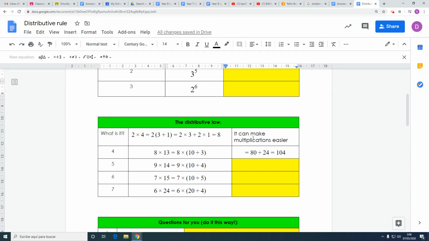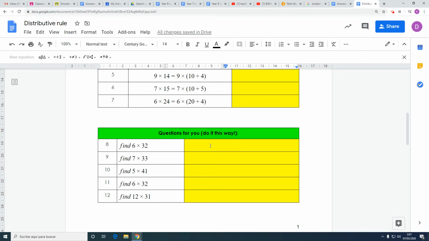And it can make multiplications easier. For example, if you have 8 times 13, you can break the 13 down into 10 plus 3. So 8 times 10 is 80, and 8 times 3 is 24. Add them together, you get 104. Right, so I've given you 3 questions like that, but I've already changed the second number for you. Please try and do it this way. I know you're able to do those in your head anyway.